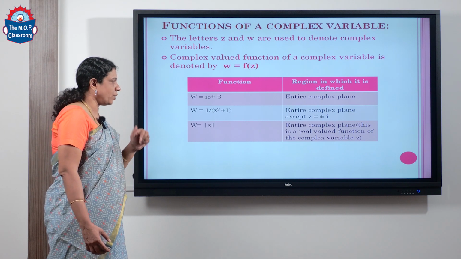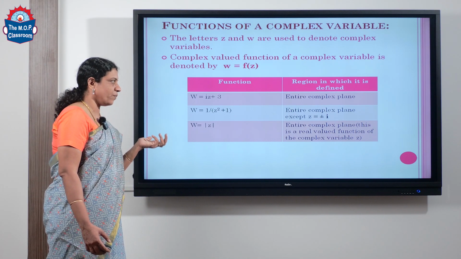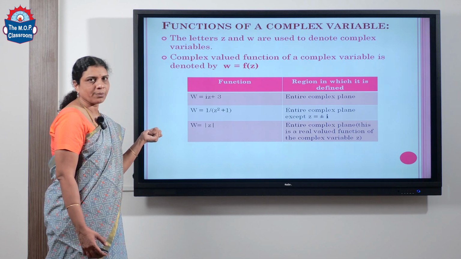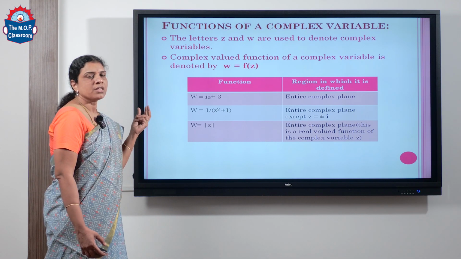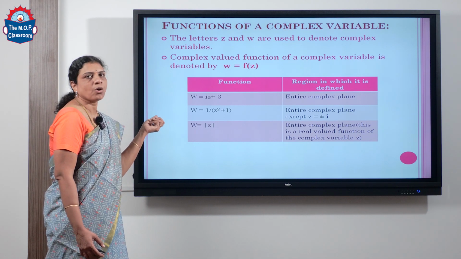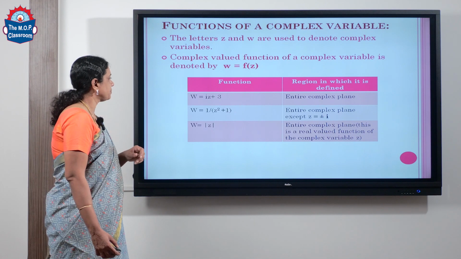Next is w equals mod z, but this is a real valued function of the complex variable, because w equals mod z is nothing but the root of x squared plus y squared. So there is no imaginary part. So this is a real valued function of the complex variable z.